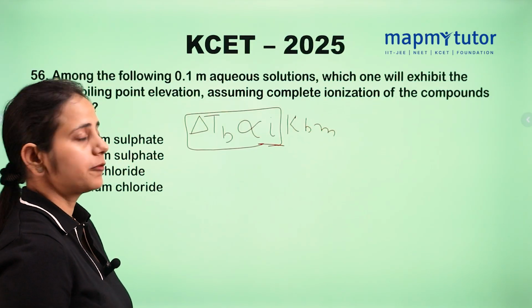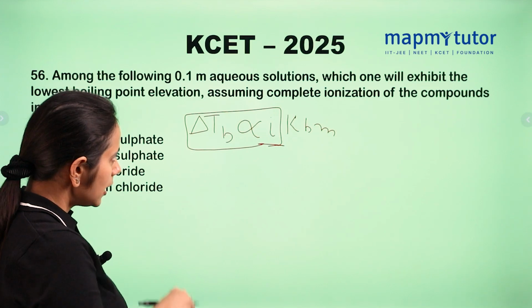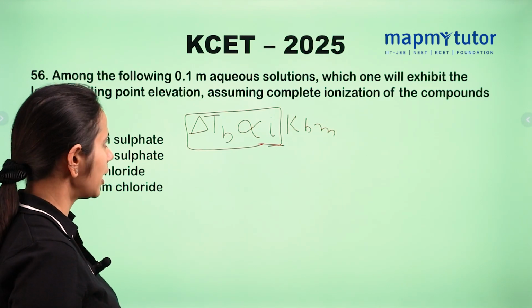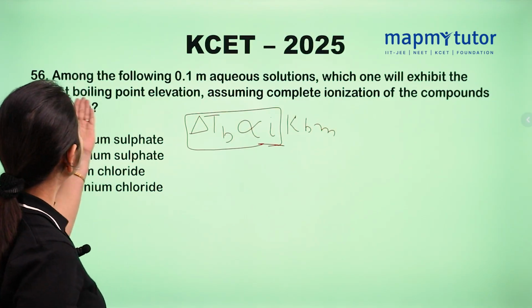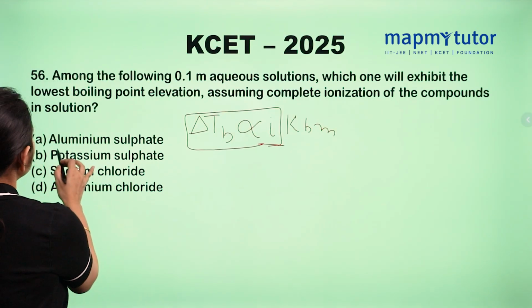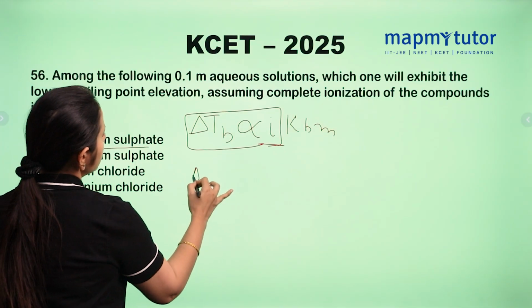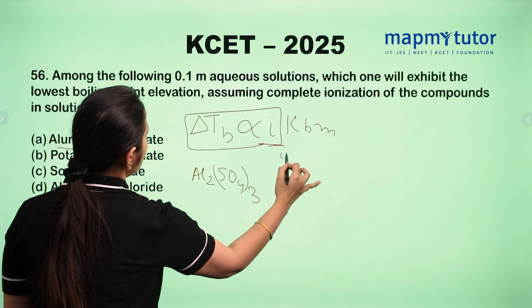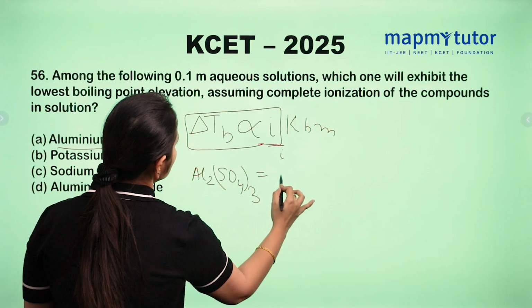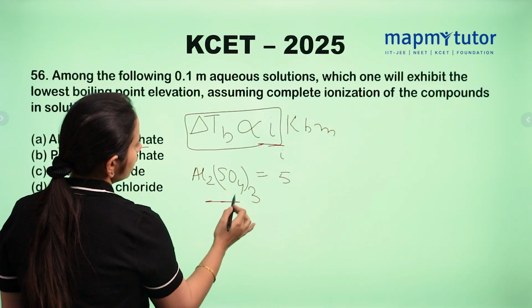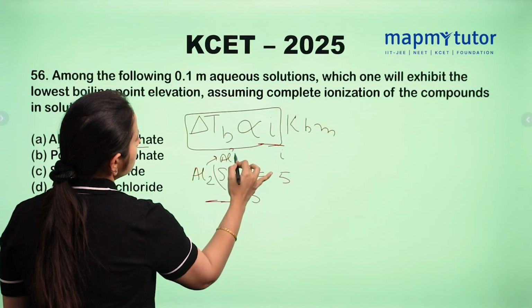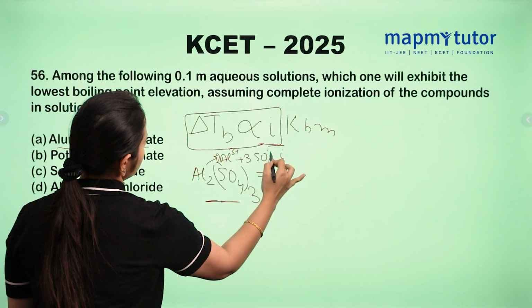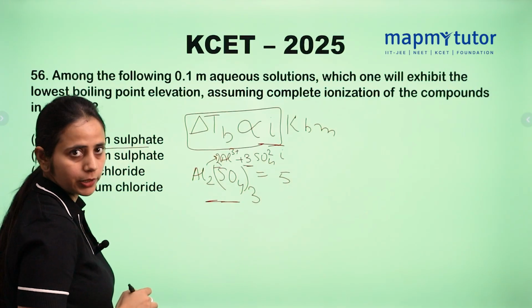If something has the lowest number of ions after ionization, it will have the lowest boiling point elevation. So let's see, aluminium sulfate, Al2(SO4)3. Here the i value will come out to be 3 plus 2, 5. It will dissociate into 2 aluminium 3 positive and 3 SO4 2 negative. So 3 plus 2, 5 ions we will get.